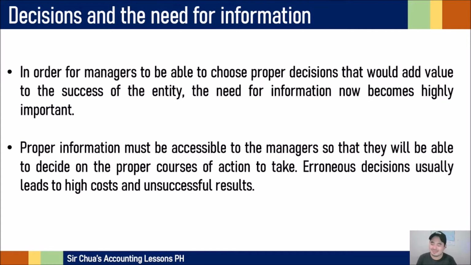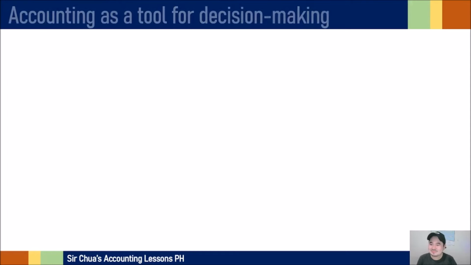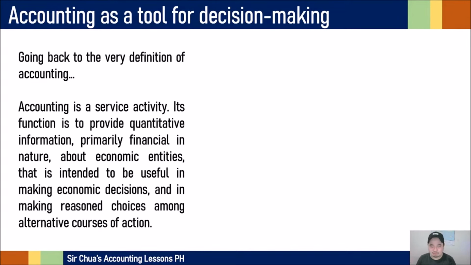Okay. Now, let's now use accounting as a tool for decision making. Let's dig deeper on that perspective with that basic definition of accounting that you know. Okay? Let me read that to you again. Accounting is a service activity. Its function is to provide quantitative information, primarily financial in nature, about economic entities that is intended to be useful in making economic decisions and in making reasoned choices among alternative courses of action.